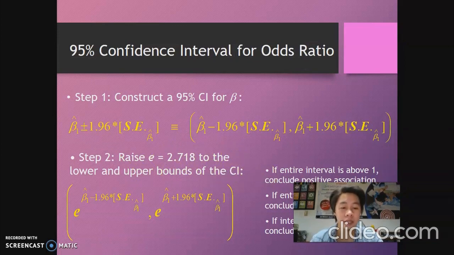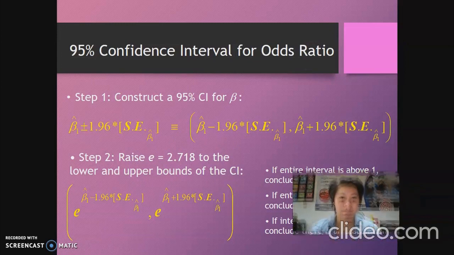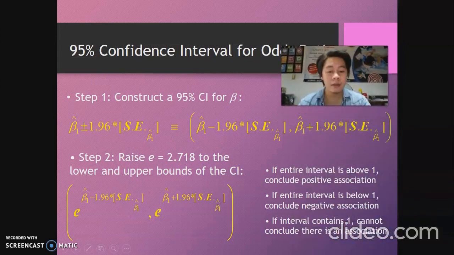If the entire interval is above 1, conclude a positive association. If the entire interval is below 1, conclude a negative association. If the interval contains 1, we cannot conclude there is an association.